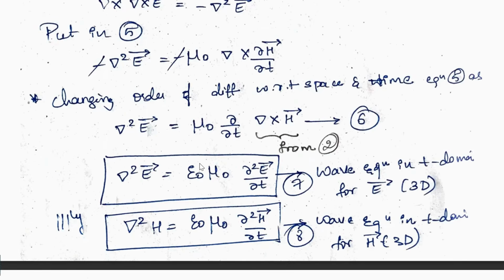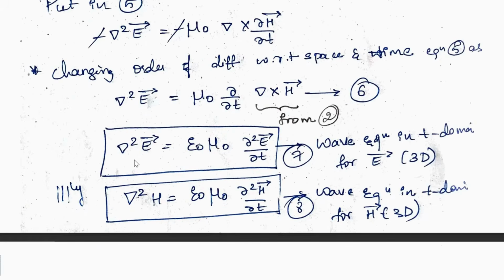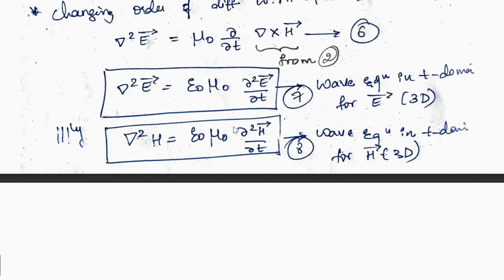Changing the order of differentiation with respect to space and time, equation 5 becomes del square E vector is equal to mu naught dou by dou t of del cross H vector, which is equation 6. So from the second equation, we can write del square E vector is equal to epsilon naught mu naught dou square E vector by dou t square, which is my 7. This is the wave equation in the time domain for the electric field in 3D.